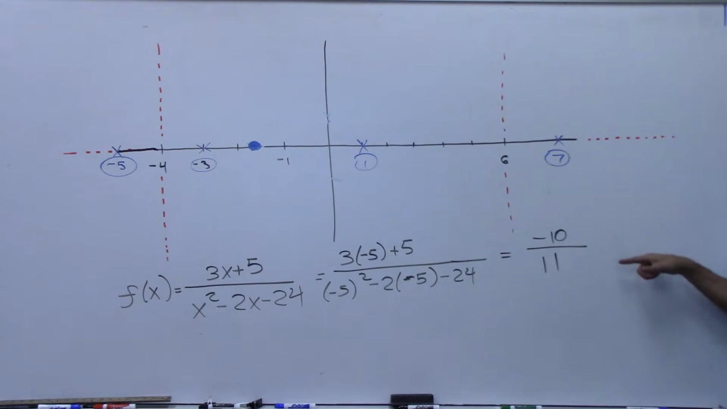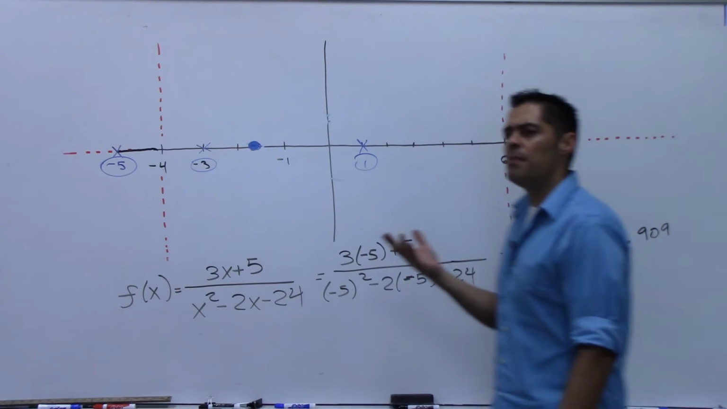You got this? And then now that's a decimal, right? It's -0.909091. Okay, -0.909. Good enough, right? Close enough. What was the most important thing for us?